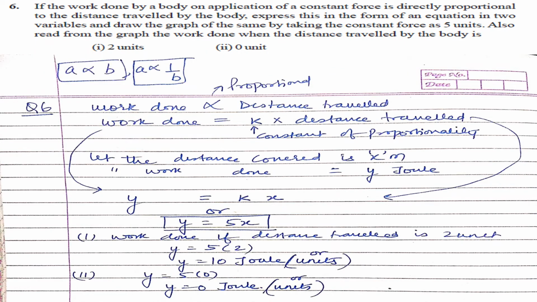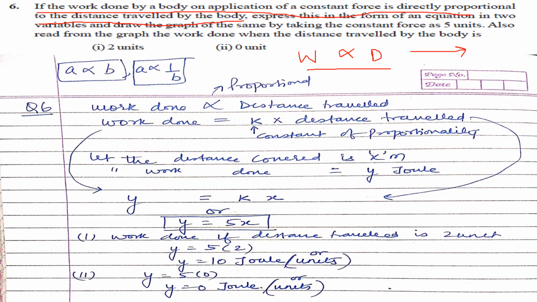Question number 6. If the work done by a body on application of constant force is directly proportional to distance traveled by the body. So, first line is saying work done is directly proportional to distance traveled. This is the concept of physics. In physics, you will study in this class only that work done is directly proportional to distance. What does it mean? The more distance a person travels, the more work is done. Okay, they are directly proportional.